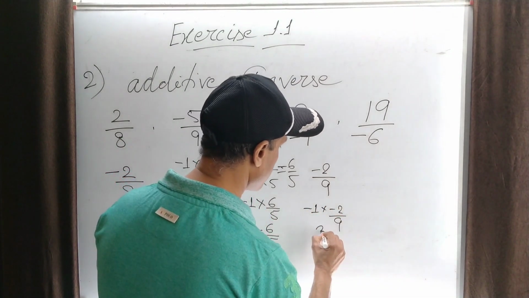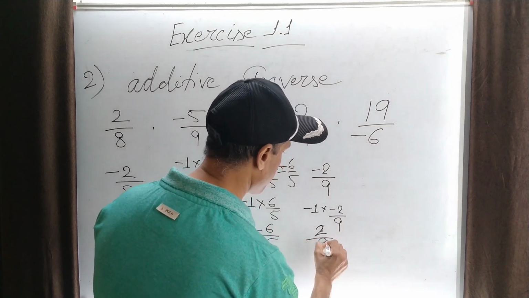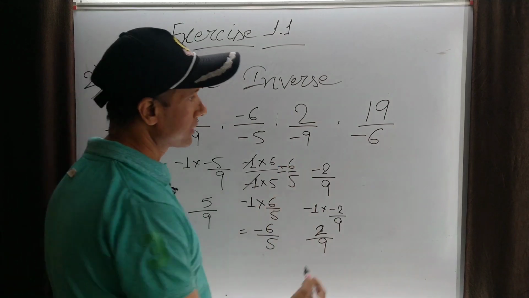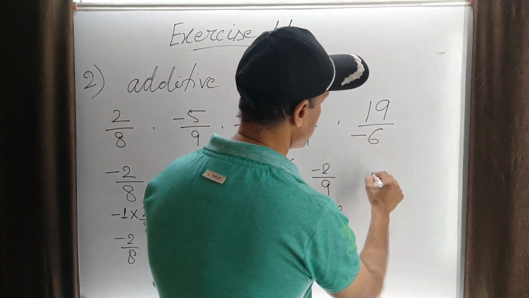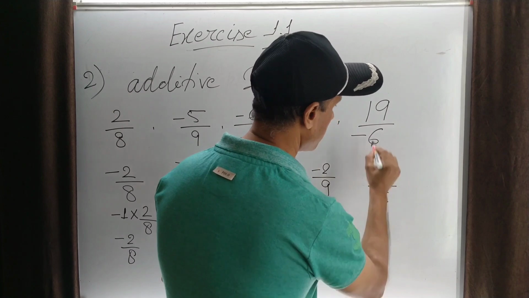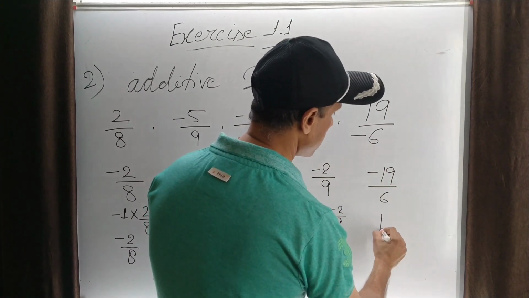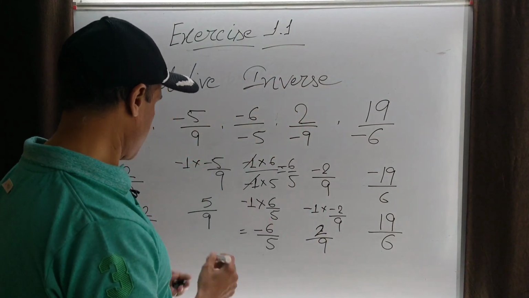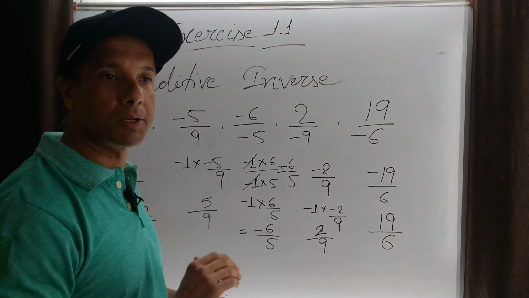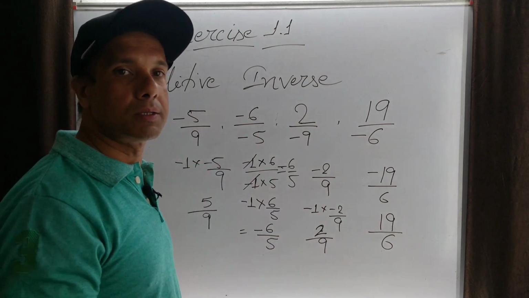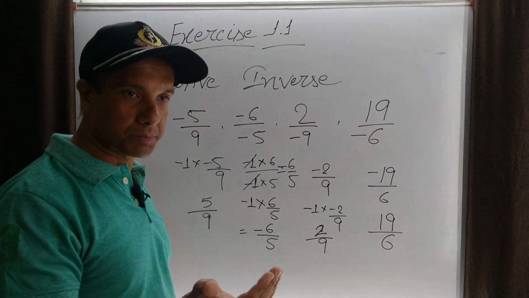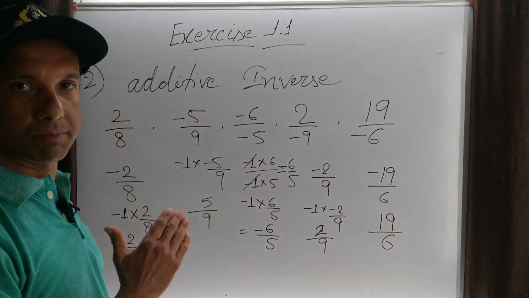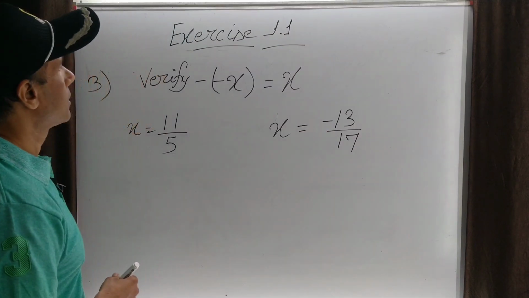What do you get? 2 by 9. So the additive inverse of minus 2 by 9 is 2 by 9. Here again, the same. This is minus 19 by 6, and the additive inverse is 19 by 6. I hope it's clear. The additive inverse is nothing but you just invert the sign by multiplying with a negative 1. Moving on to the next question.